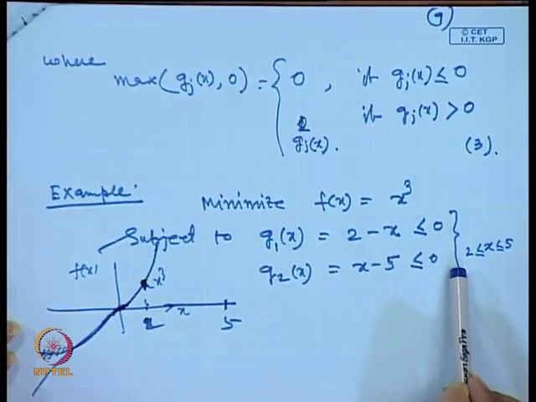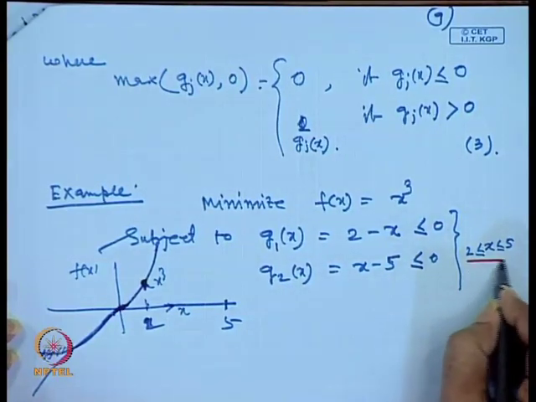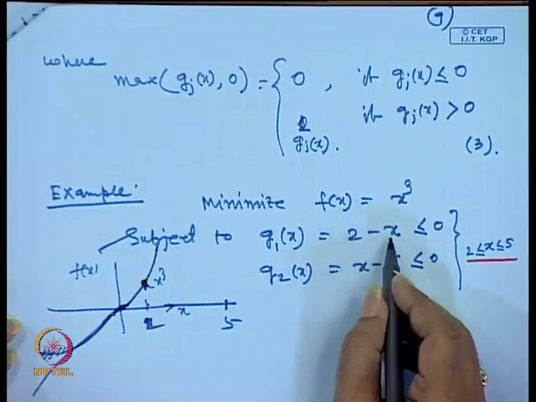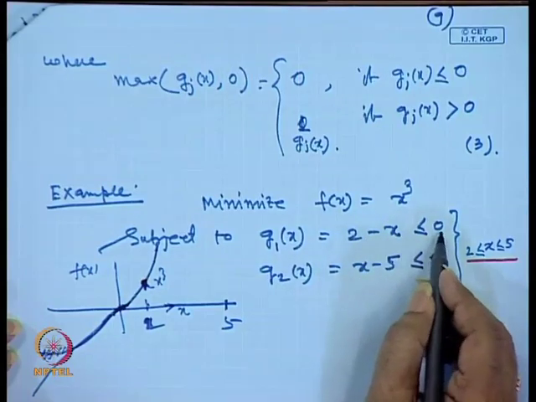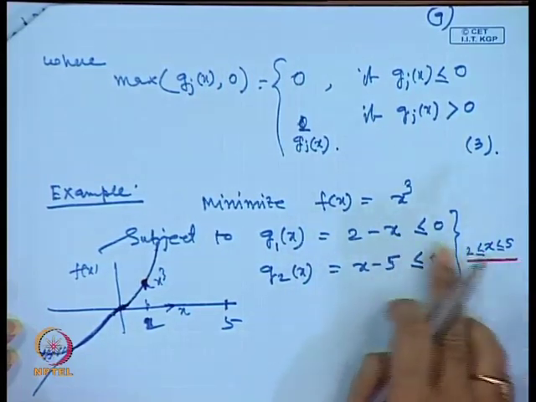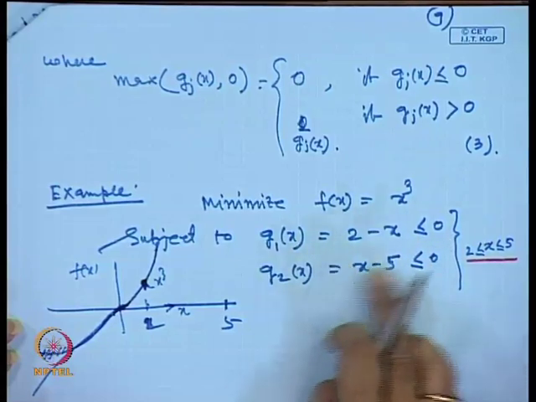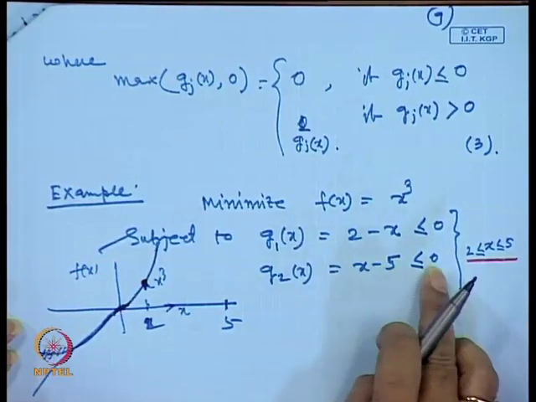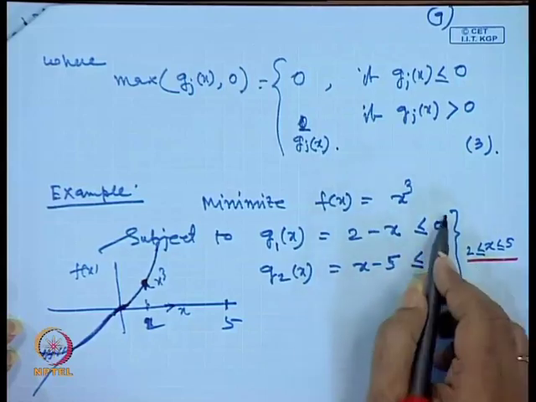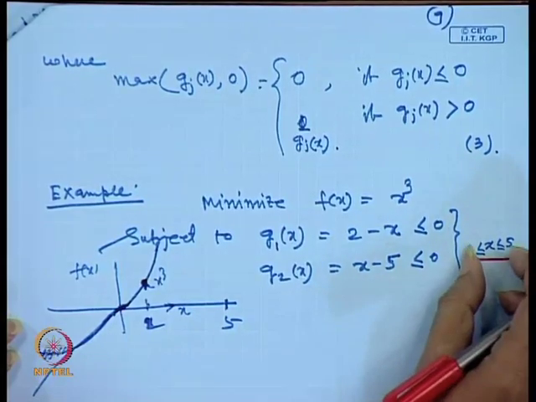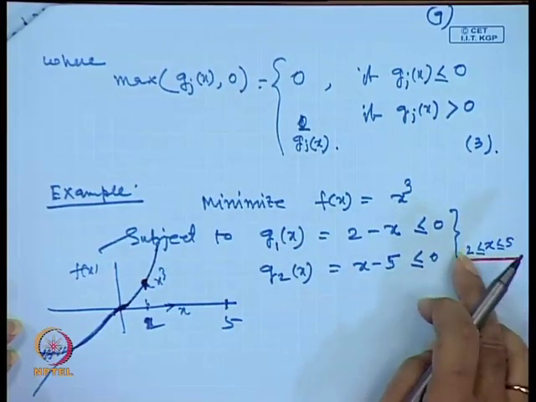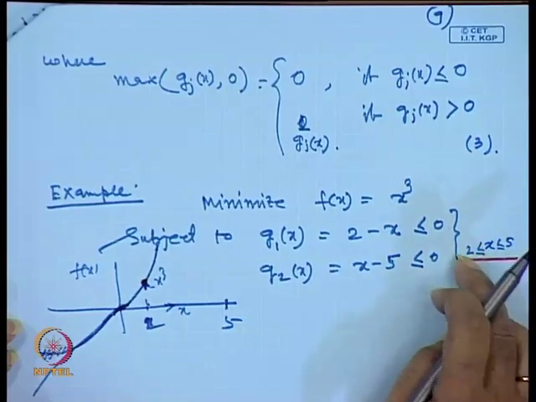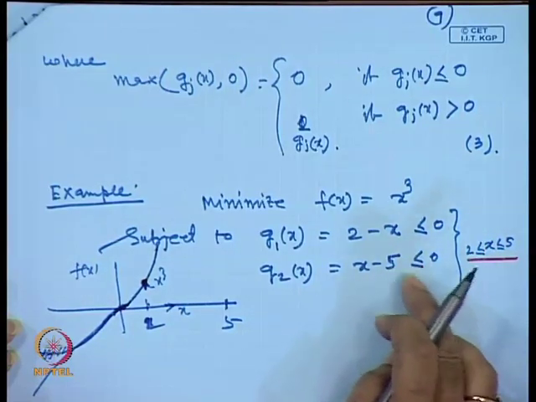These two inequality constraints can be written in this form. From here, if you multiply both sides by minus 1, you get minus 2 plus x greater than or equal to 0, so x is greater than or equal to 2. From the other, x is less than 5. So these two constraints are equivalent to this. If it is given, one can write two constraints: 2 minus x less than or equal to 0, and x minus 5 less than or equal to 0.